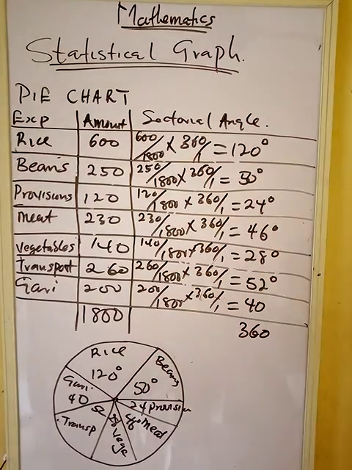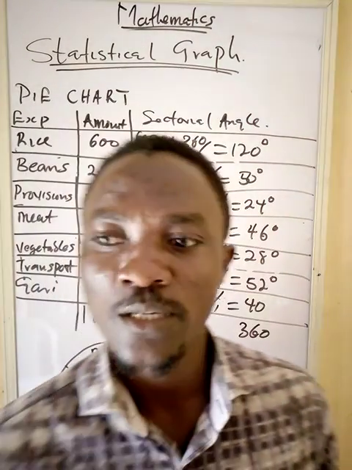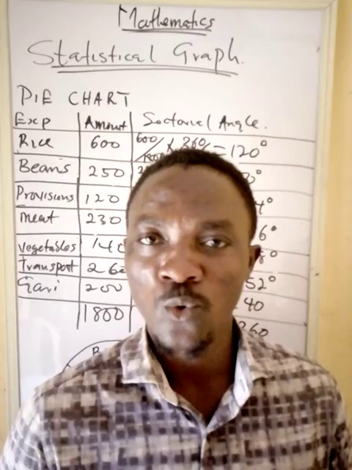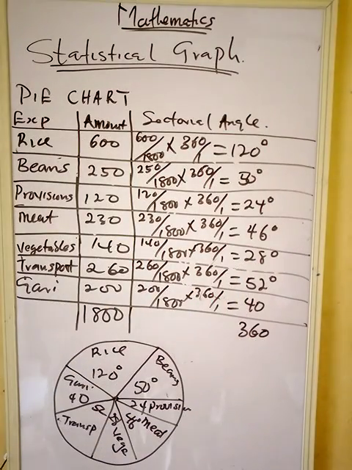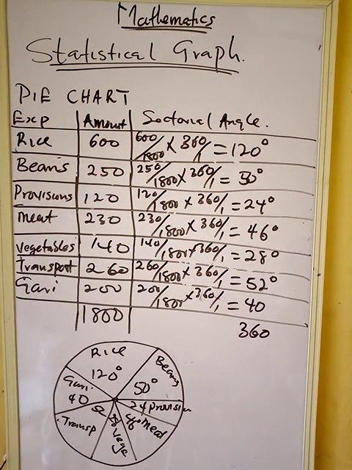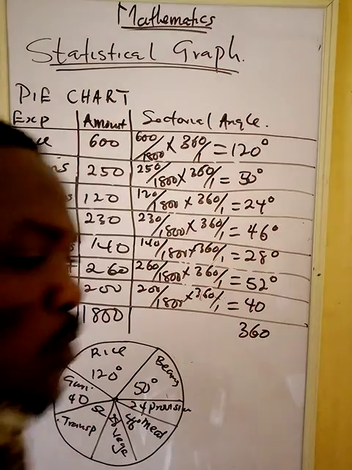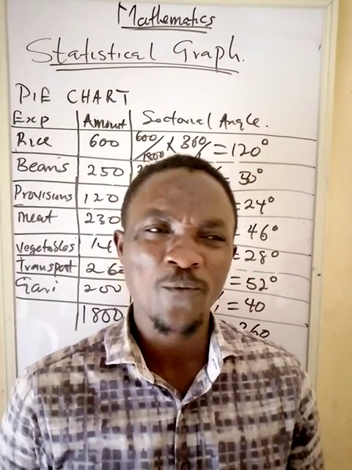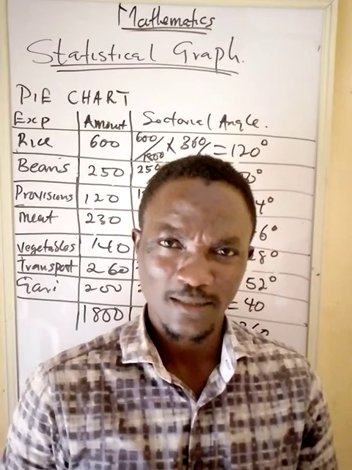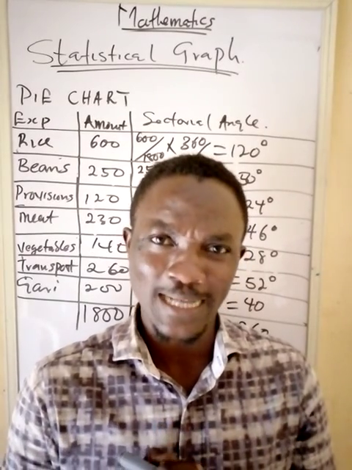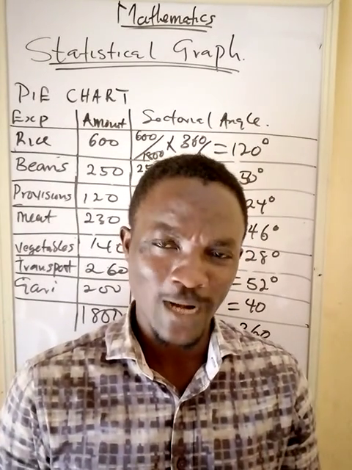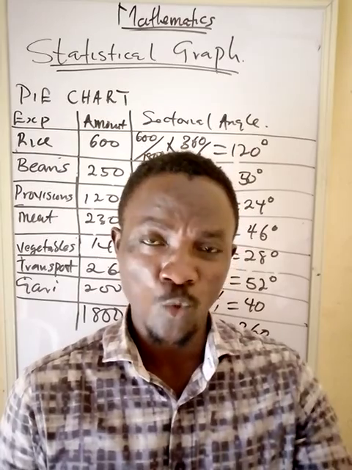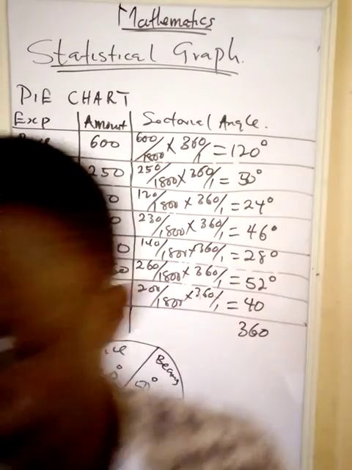So the next one we are moving to now is histogram. We want to do histogram, but histogram is equivalent to bar chart. So let's first look into bar chart, then we go back to histogram, because histogram is equivalent to what? Bar chart.